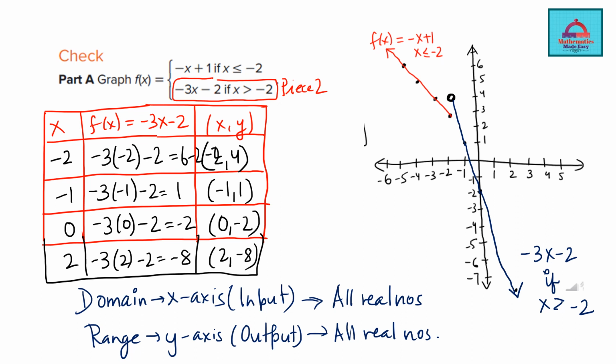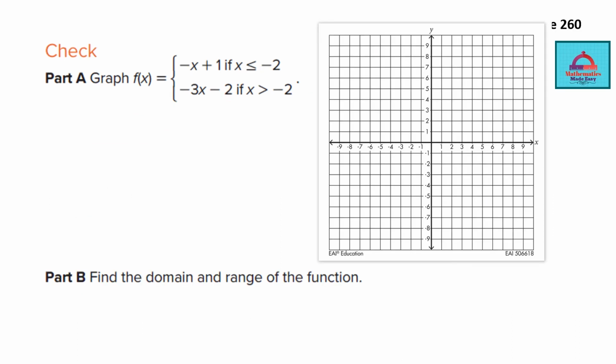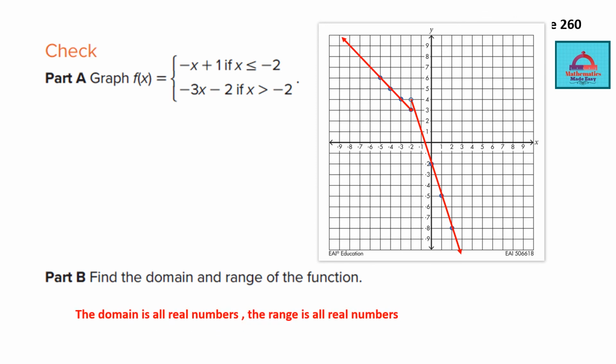So let's summarize the question now with the final answer. The proper graph will look like this. Now I have done the dots with the ruler and the scale. This is the first piece, which is closed. This is the second piece of the piecewise defined function. You join the dots and there is an open dot at -2. The domain and range is all real numbers. So this is what it is about piecewise defined functions.